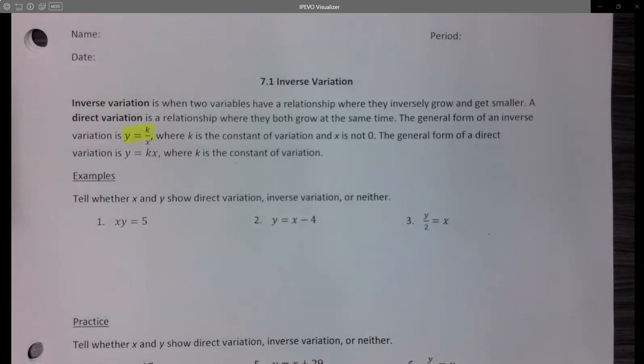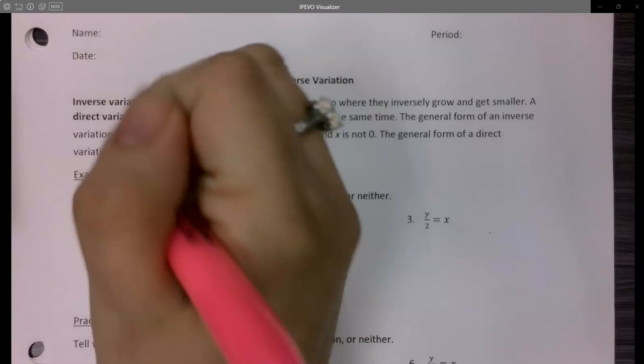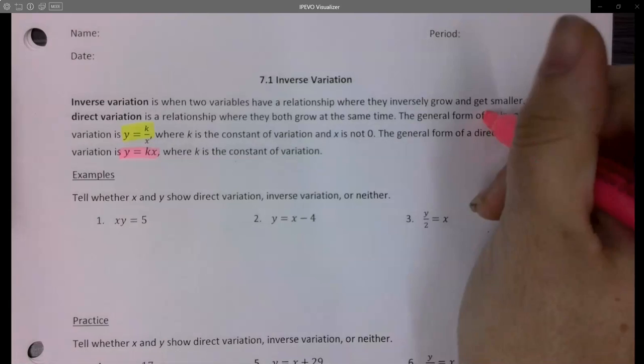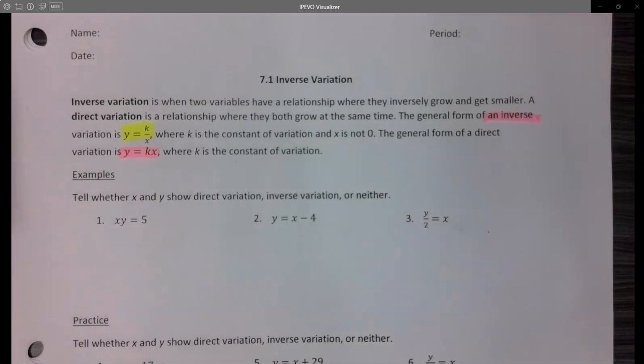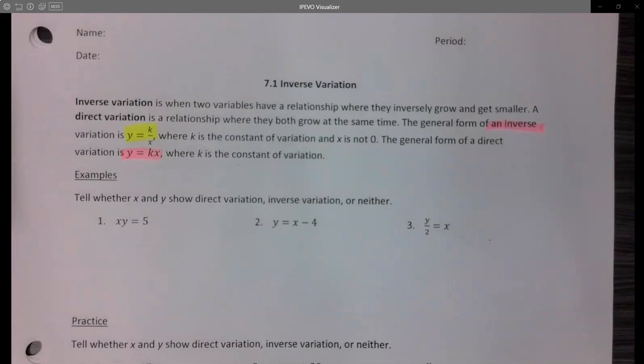And the general form of direct variation is y equals kx. I highlighted it in the wrong color. Let's start over.